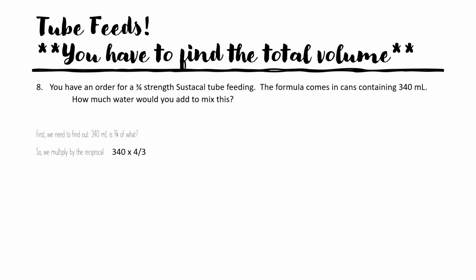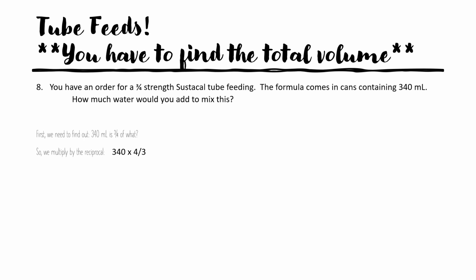Next, we have the tube feed where you have to find the total volume. So you have an order for a 3/4 strength Sestical tube feeding. The formula comes in cans containing 340 milliliters per can. How much water would you add to mix this? Okay. So first we need to find out 340 milliliters is 3/4 of what? That's like our first step here.